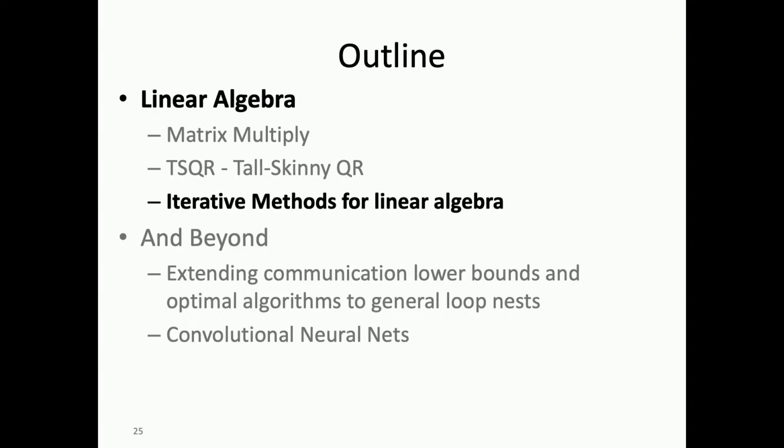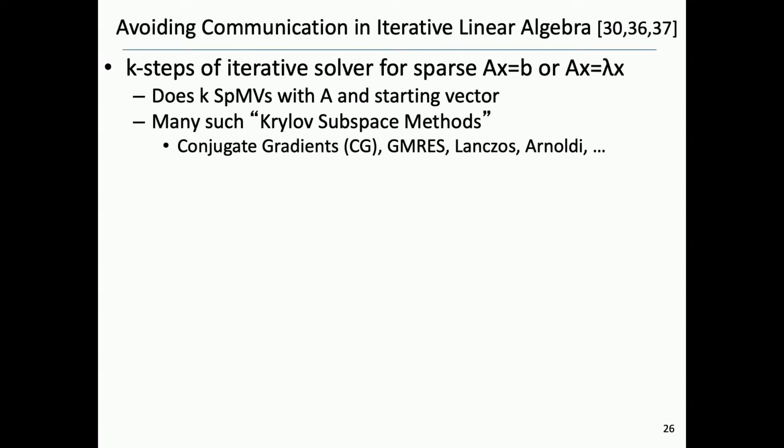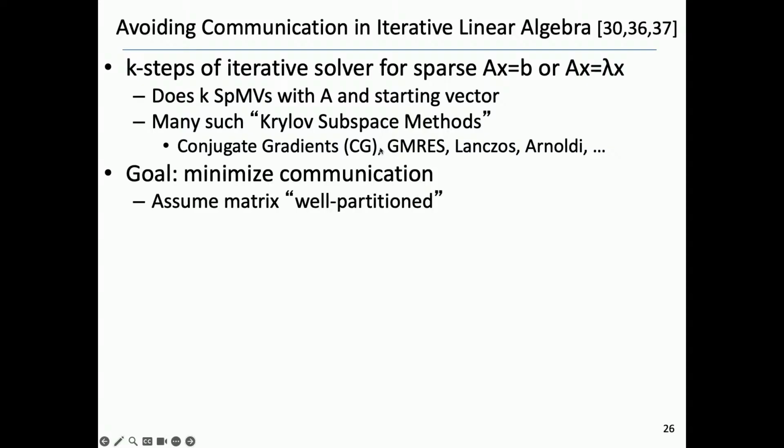And so now I'm going to go on to iterative linear algebra. We've already heard about this. I'm going to do k steps of some iterative solver, and I want to solve either Ax = b or Ax = lambda x. And so what's the inner loop doing? It's doing k sparse matrix vector multiplies from some starting vector. And there's a whole zoo of different algorithms for doing this. So what is our goal? It's to minimize communication.